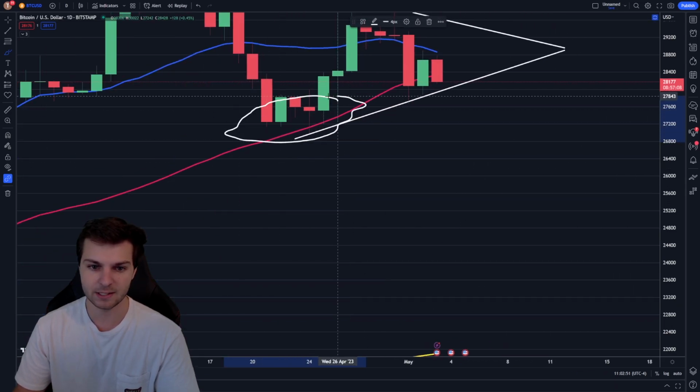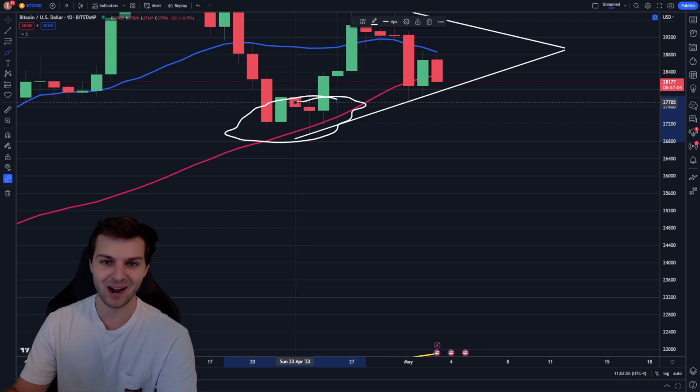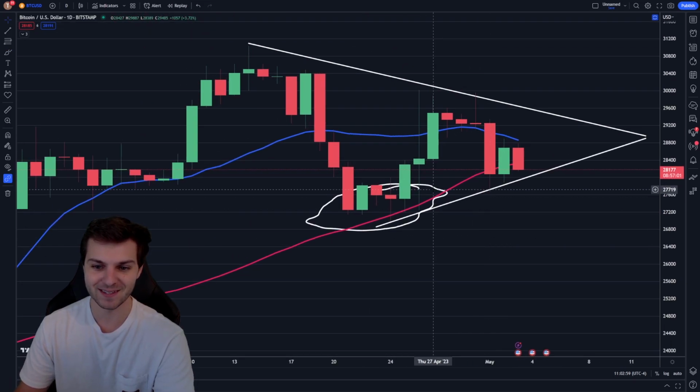So now that Bitcoin is hovering right here around the 50-day, we can see that about a week ago, the bulk of these candle bodies closed right above the 50-day moving average. Now, why is this significant? Why does it matter at all? I know a lot of people probably think that this is rubbish.